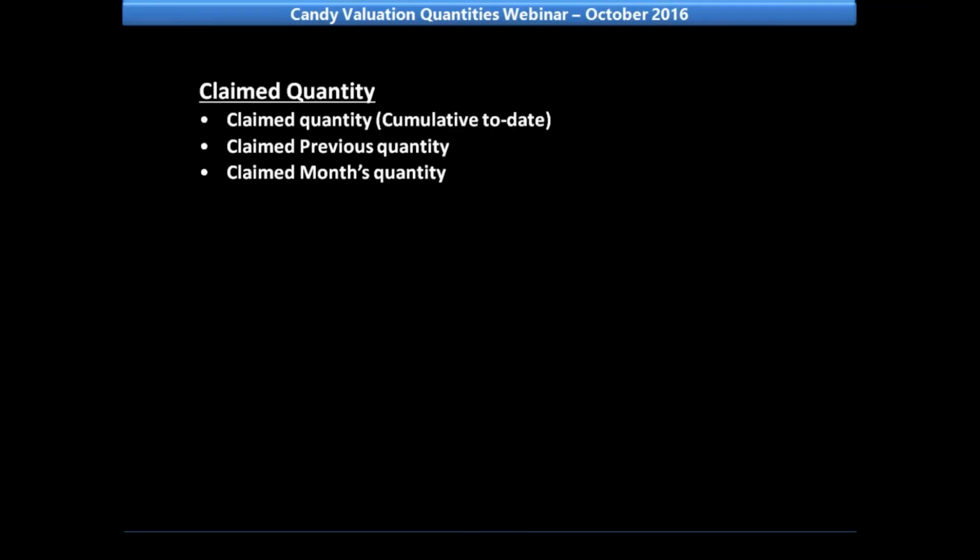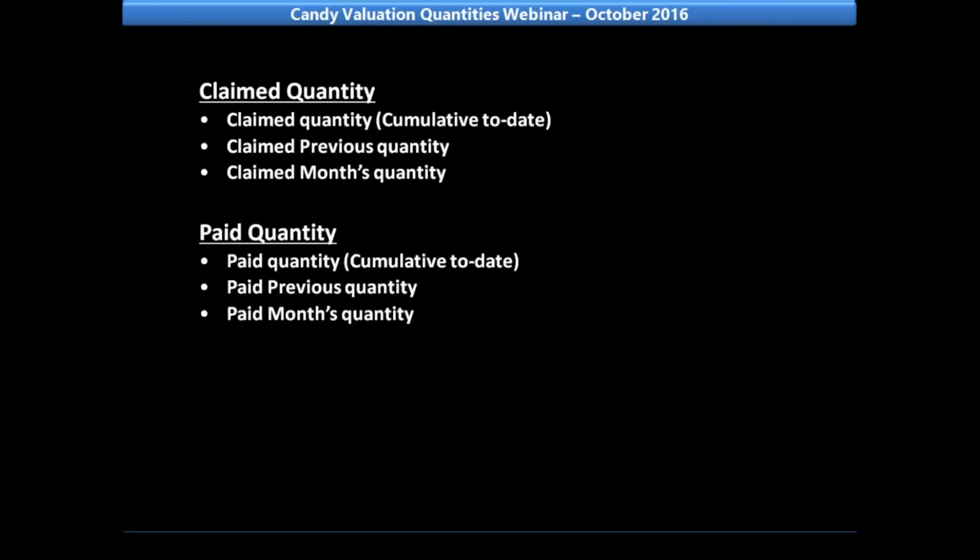Then our claimed quantity is also a cumulative to-date quantity. I have claimed previous quantity and claimed month's quantity. My paid quantity is also cumulative to date. I have previous paid quantity and paid month's quantity.